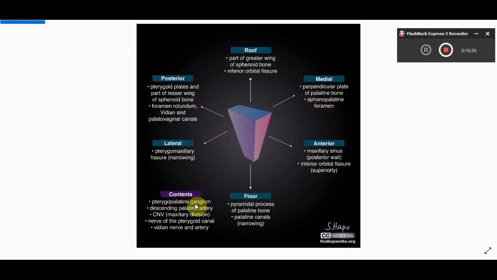Contents, interestingly, the most important one is something known as the Pterygopalatine ganglion, and we also have the descending palatine artery, which is actually going to divide into the greater and the lesser palatine arteries. We also have the maxillary division of the trigeminal nerve. We're going to have the nerve of the Pterygoid Canal, which is going to be formed by the deep and the greater petrosal nerves, and we will also have the median artery.